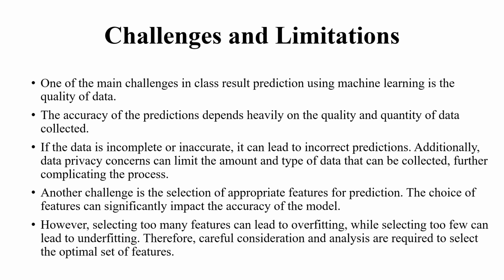Challenges and limitations. One of the main challenges in class result prediction using machine learning is the quality of data. The accuracy of the predictions depends heavily on the quality and quantity of data collected. If the data is incomplete or inaccurate, it can lead to incorrect predictions. Additionally, data privacy concerns can limit the amount and type of data that can be collected, further complicating the process.